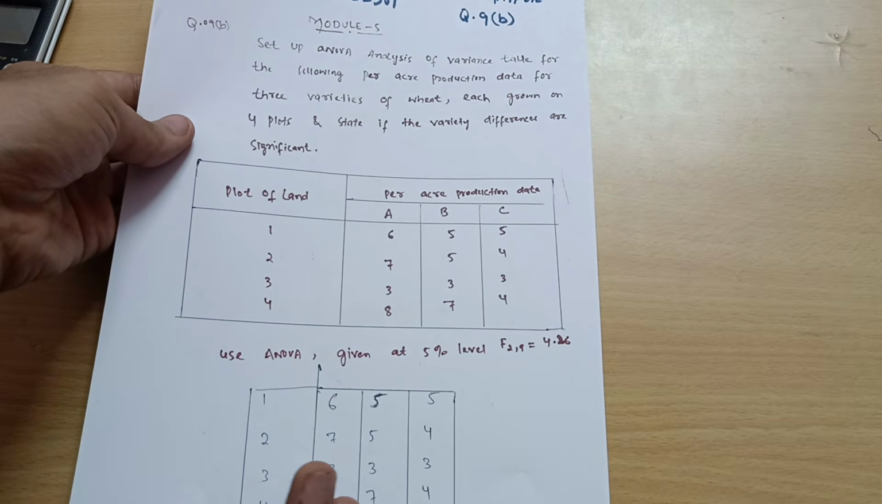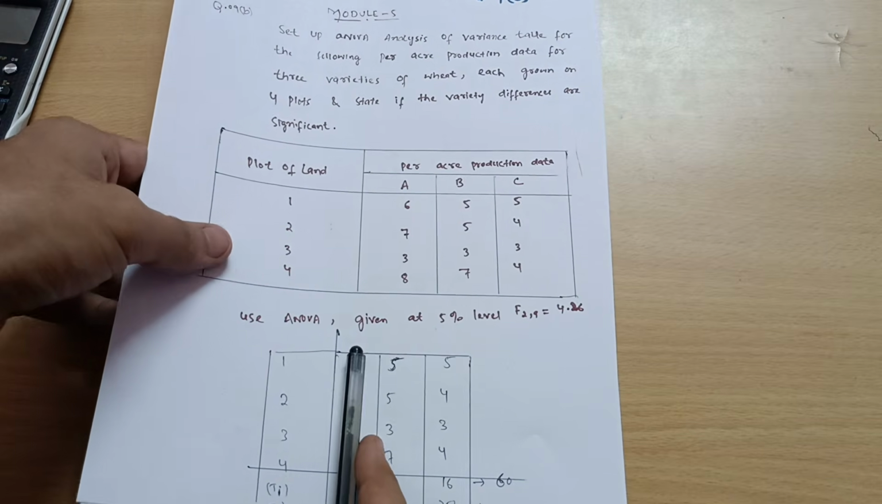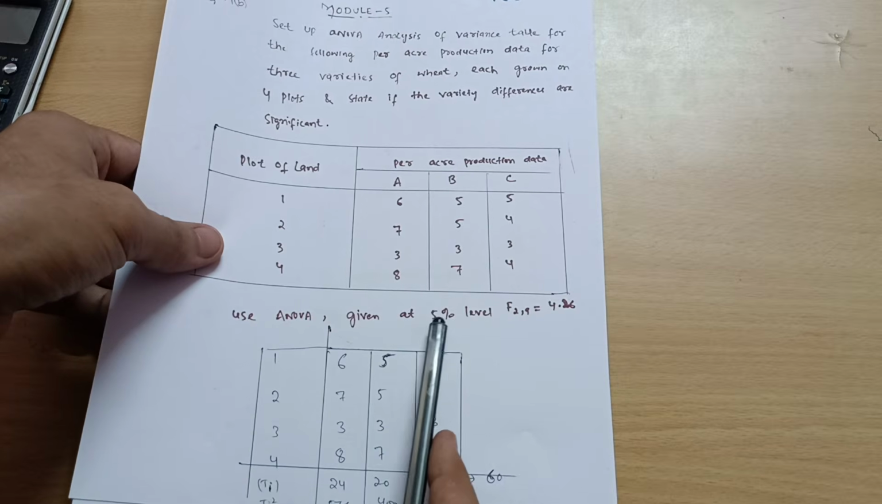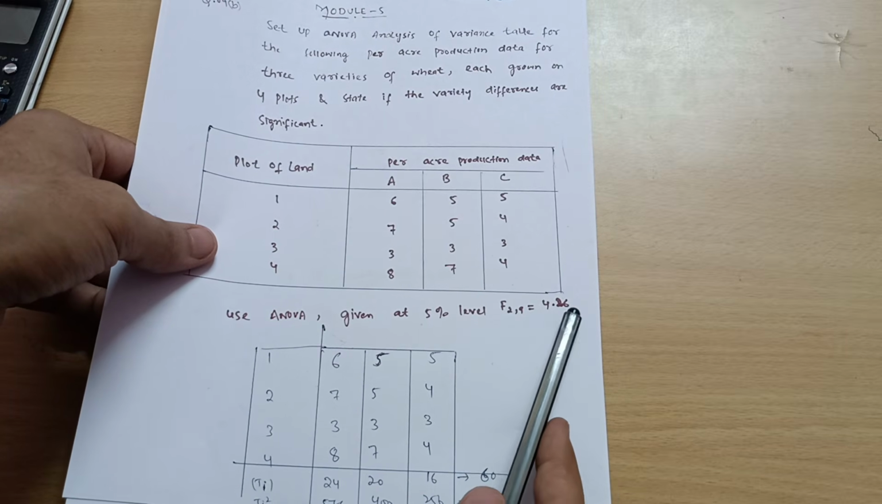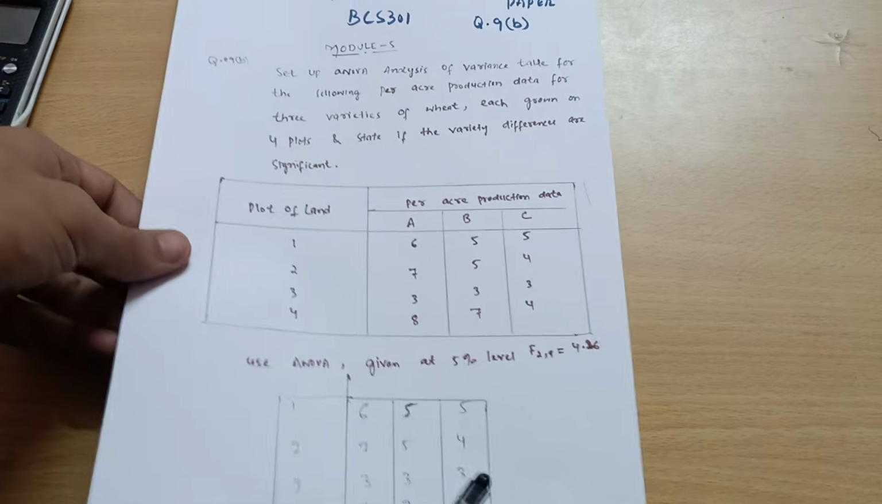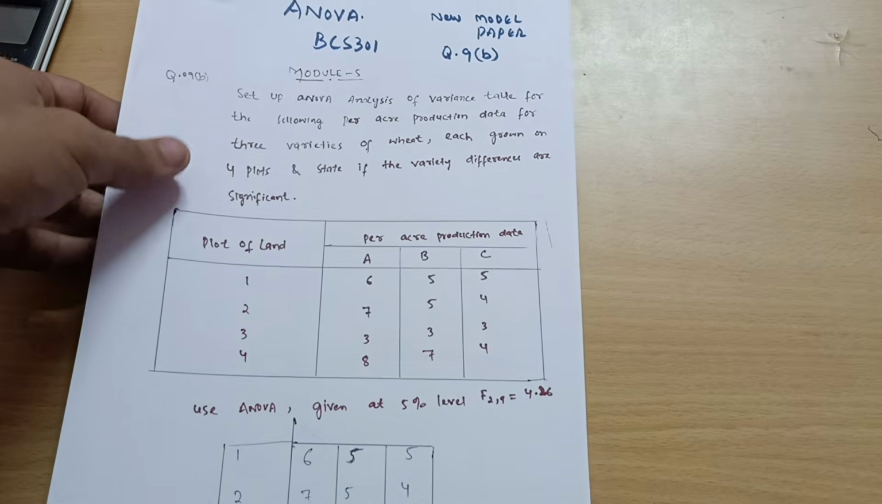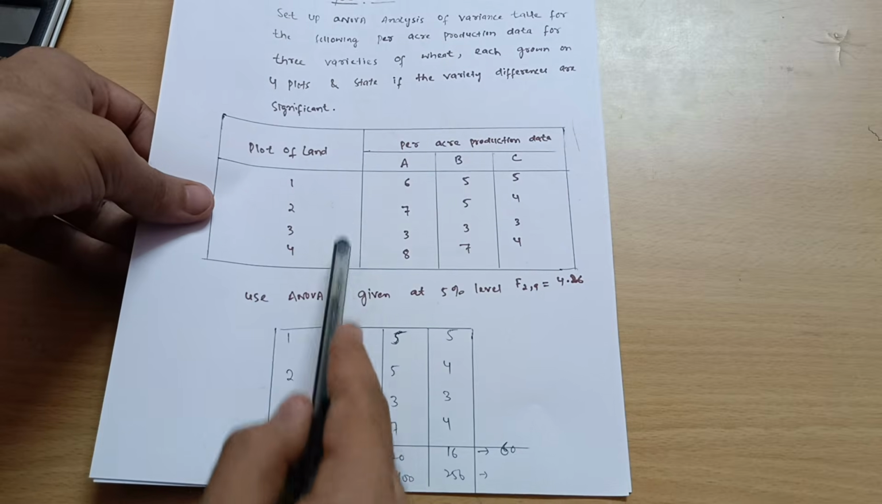The procedure is the same as what we have done earlier, so I will just give you a brief explanation on this particular question. Use ANOVA at the 5% level. F at degrees of freedom 2 comma 9 is equal to 4.26. You should remember, when only one F is there in the problem, it is definitely a one-way ANOVA, and we have previously solved one problem on it. Just make the box as it is, whatever is given.